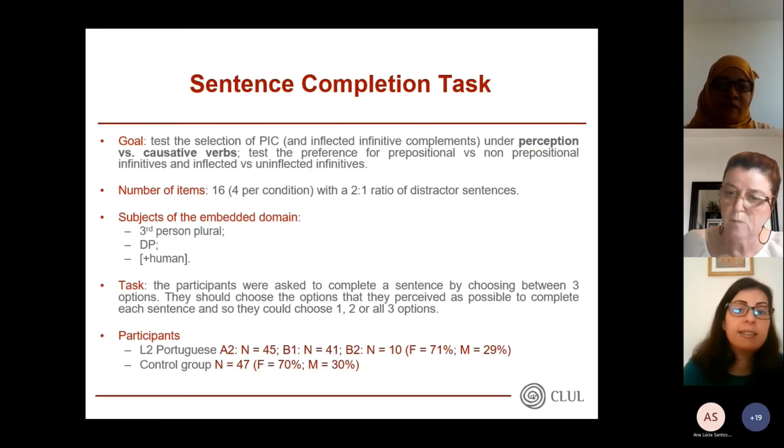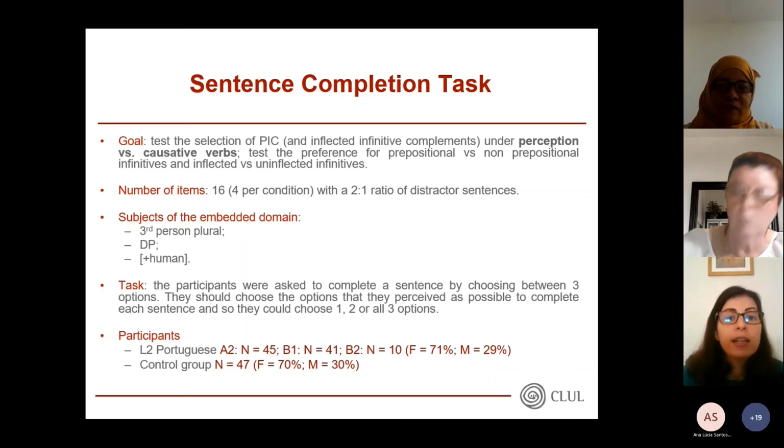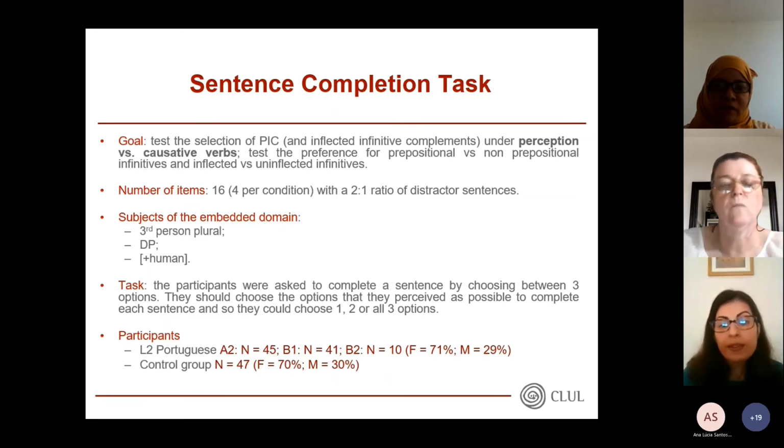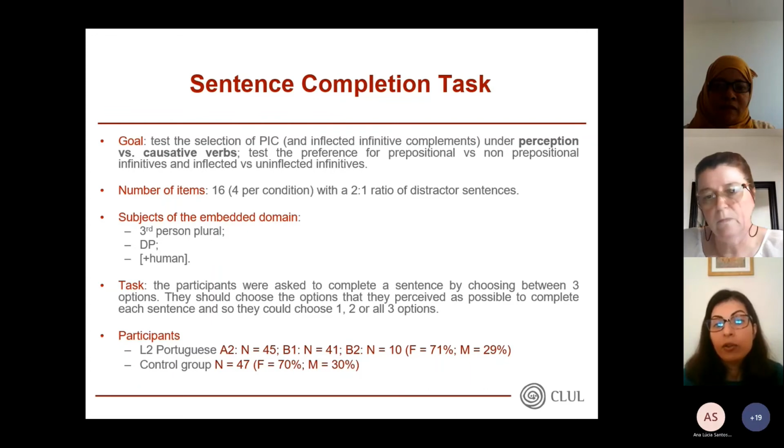The second task that was designed was a sentence completion task. And here we wanted to test the selection of the PIC under perception versus causative verbs. So we wanted to test if these learners acquired the selection properties of these two types of verbs, since the PIC is only possible with perception verbs. We also wanted to test the preference for prepositional versus non-prepositional infinitives and inflected versus uninflected infinitives. And this will become clear when I show you the conditions.